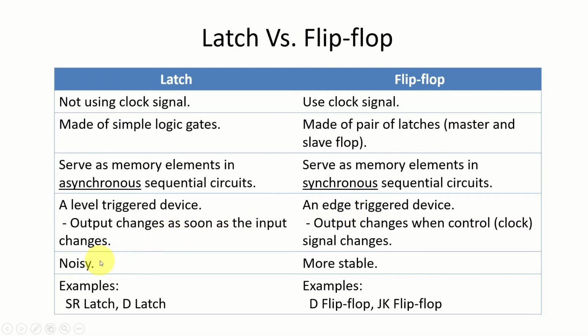And also latches are susceptible to noise. So whenever you change some input, even by accident, it may result in some invalid situation. Whereas flip-flops are more stable devices, because the flip-flop output changes when the clock signal changes, not when the input is changed. And some examples of latches are the SR latch, which we discussed right now, D latch, S bar R bar latch, those are some latches. Whereas when it comes to flip-flops, again we have the D flip-flops, JK flip-flops, which is sort of a variation of the SR latch, etc.